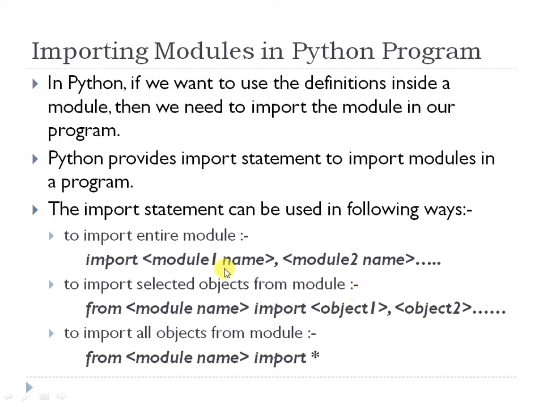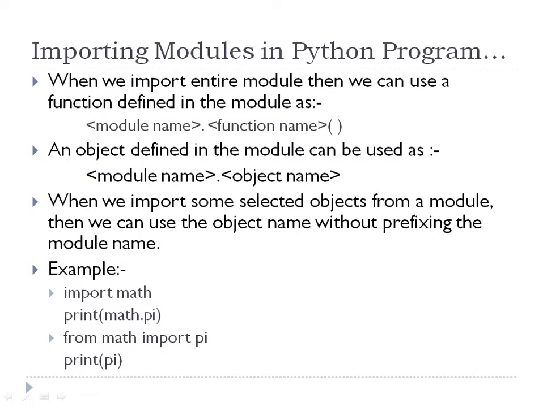So if you want to import the entire module, you just write import the name of the module. But if you want just selected objects from the module, then you will write from space module name space import space name of the object, separated by comma. And if you want to import all the objects of the module, there is another way, from space module name space import star. So star means everything. So all the objects from that module will be imported in your program. I think it is clear. Let's move forward.